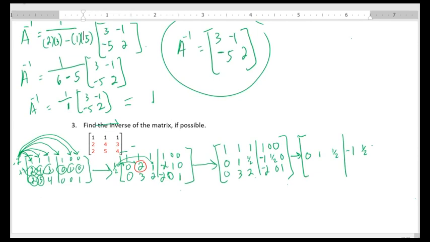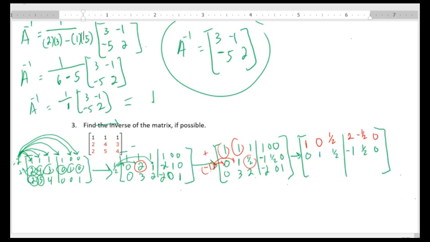So for the next one, I do not want to change the second row, but I am going to multiply this row by -1 and then add it here. So -1 times 0 is 0, plus 1 is 1. -1 times 1 is -1, plus 1 is 0. -1 times a half plus 1 is a half. -1 times -1 is +1, plus 1 is a 2. -1 times a half is -a half, plus 0 is -a half. -1 times 0 is 0, plus 0 is 0.